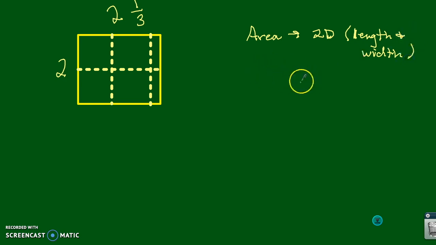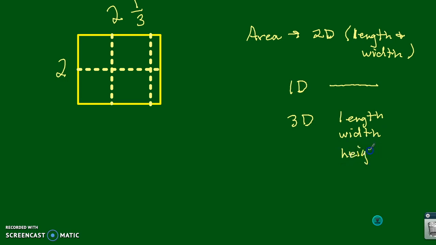If we were just talking about one dimension, that would just be a line because it only has length. Three dimensions has length, it has width, and it also has height. Length, width, and height.